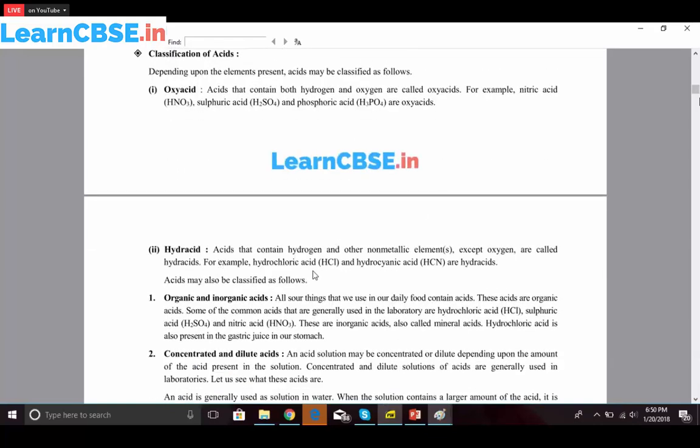Hydracids basically have to contain hydrogen. Along with the hydrogen, they contain other non-metallic elements except oxygen, for example fluorine, chlorine, or some other non-metals. That we call hydracids.